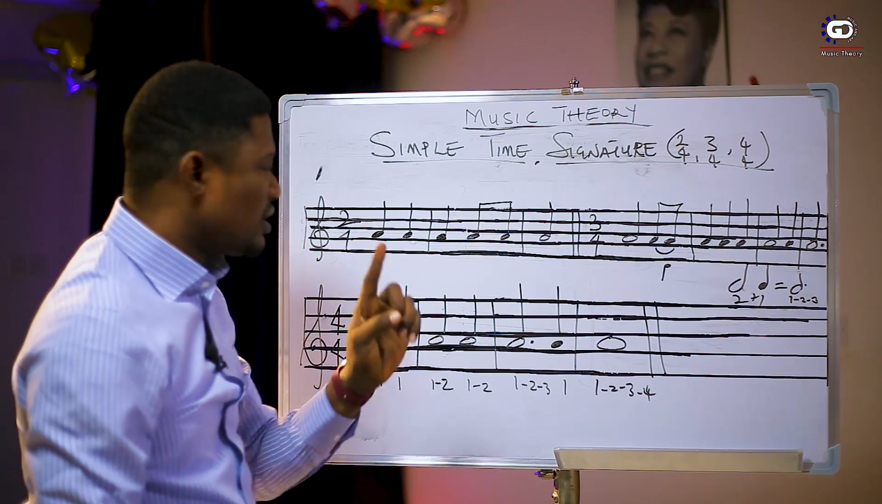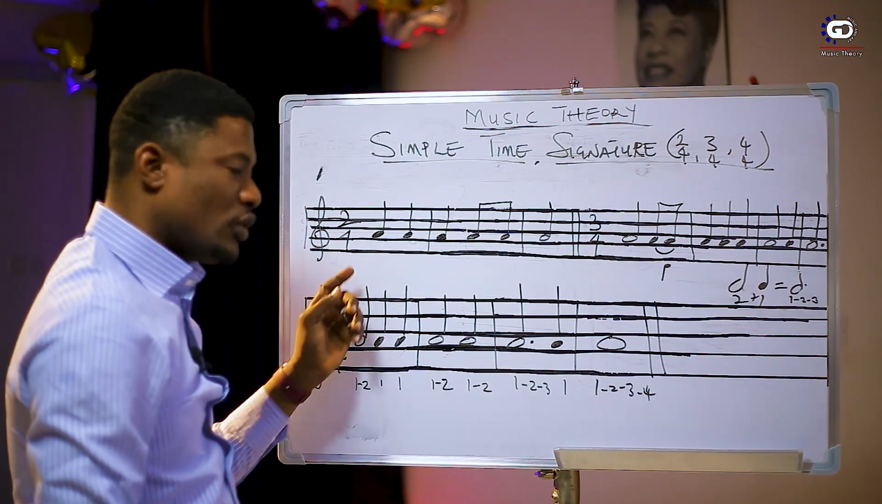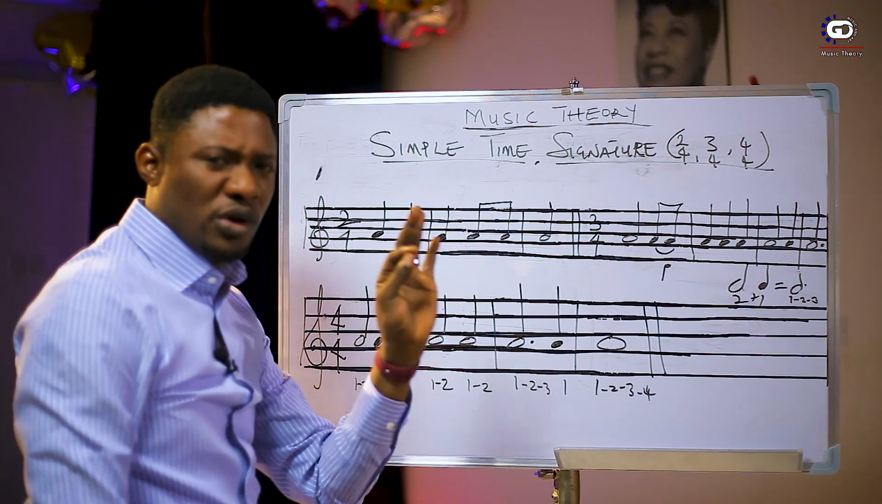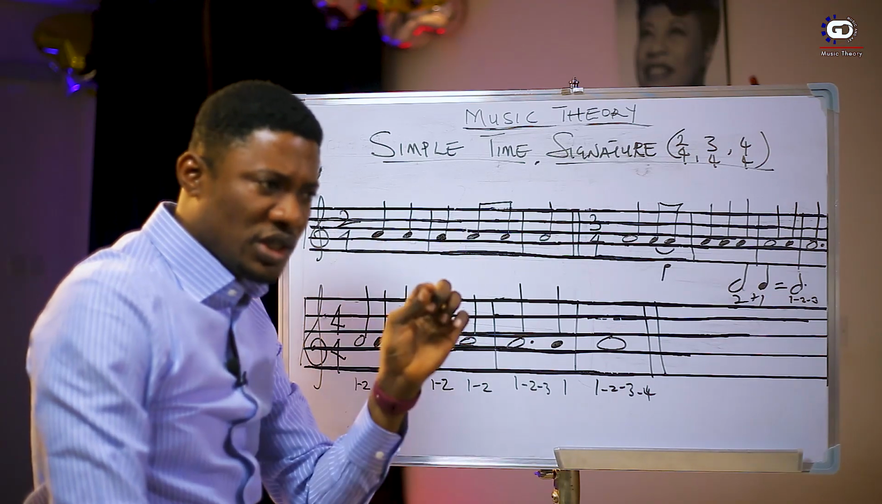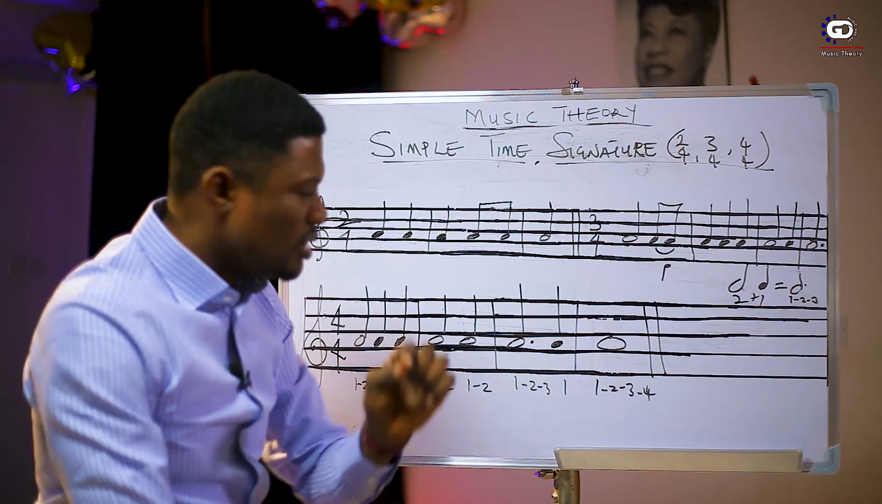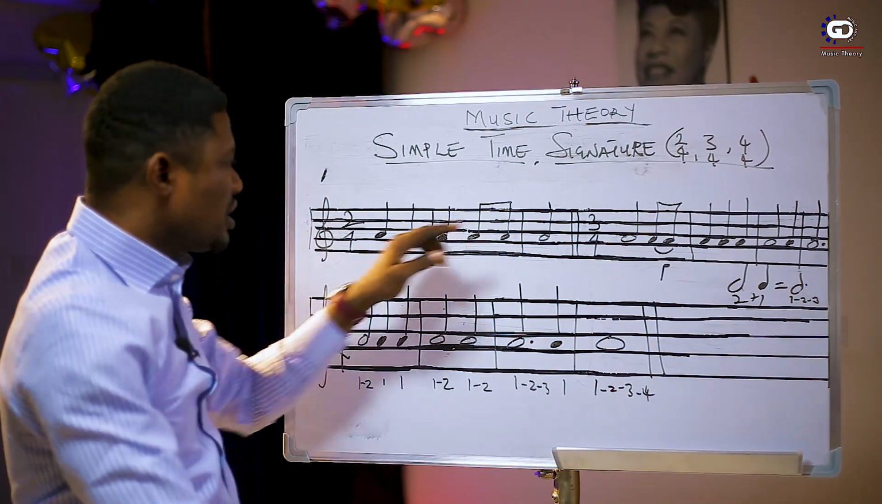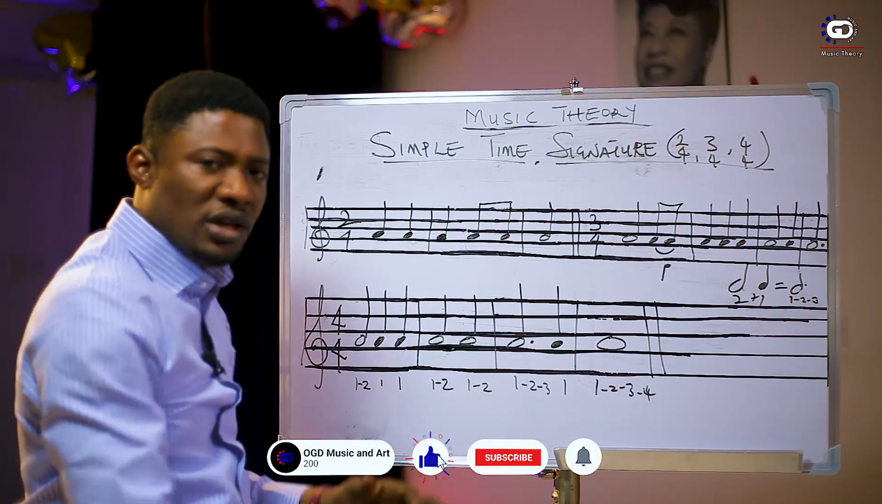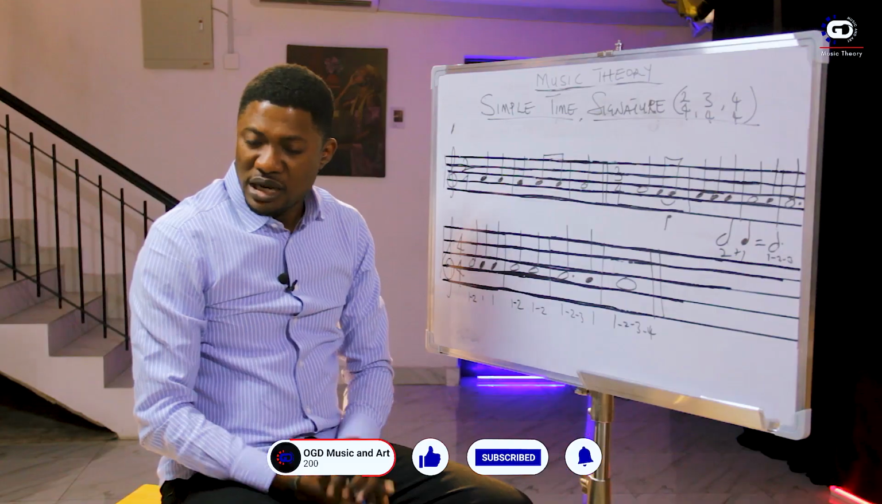So don't forget that your denominator, which is the number below, gives you the value of the notes, which is a crotchet or your quarter note, while the top figure tells you how many of the crotchets you have in the music. I hope that is clear enough.